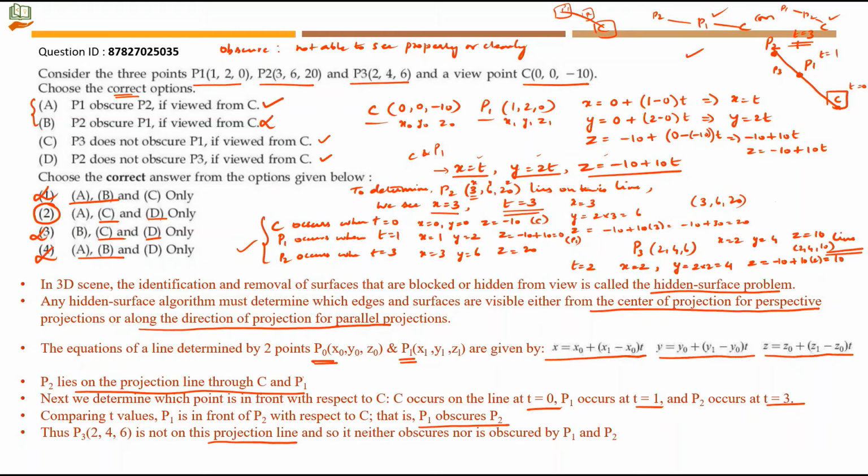P3 does not obscure P1. If viewed from C, it is true because it is not lying on the projection line. P2 does not obscure P3. It is also not going to disturb P3. So this is also true. So we are just trying to find how C and D are true.